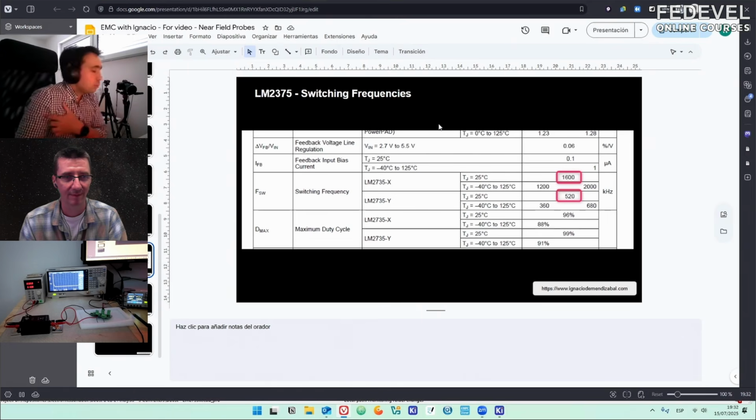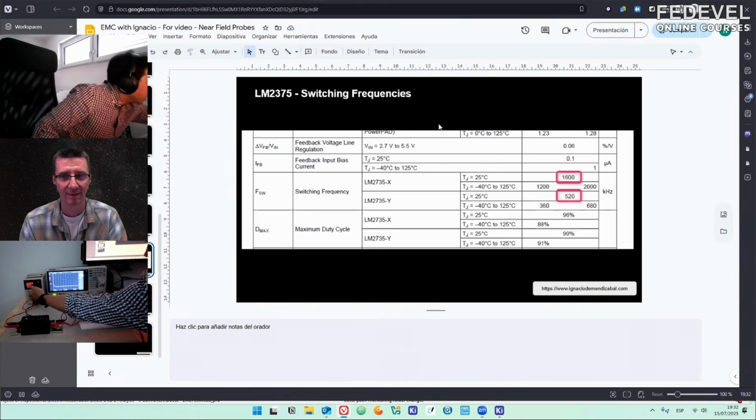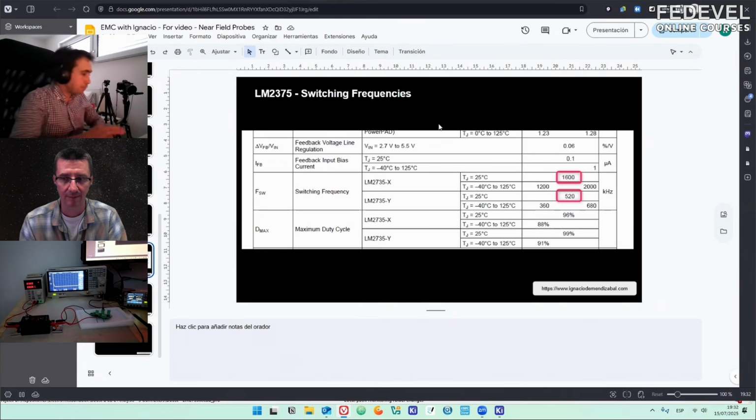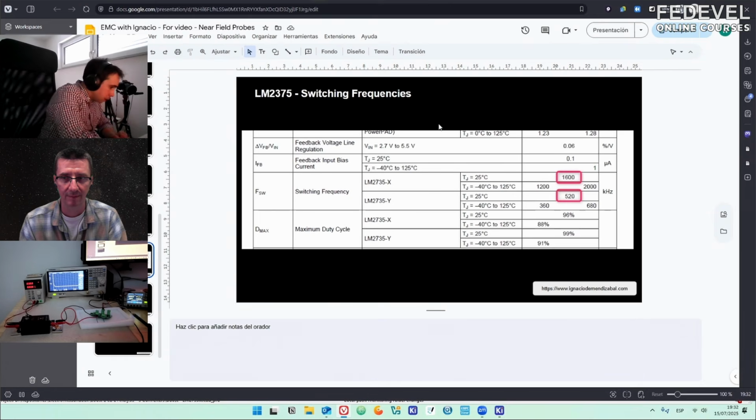In comparison to 500 kHz. So let's see what we have. We have the same input power, so it's 3.5. Here at the output, I am measuring 5 volts, so the circuit is working. And let's start with half an amp, a little bit less even.